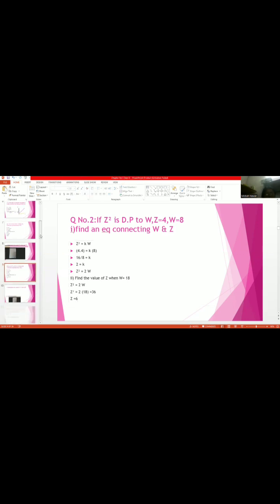Z square is equal to 36. And what is the value of z? By taking the square root on both sides, we will get the value of z, that is equal to 6. Clear? Clear? Now we move towards the next question.